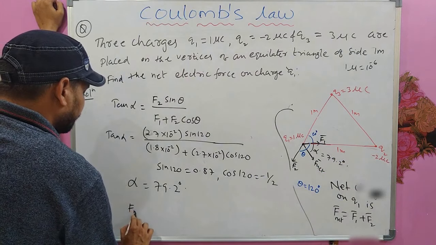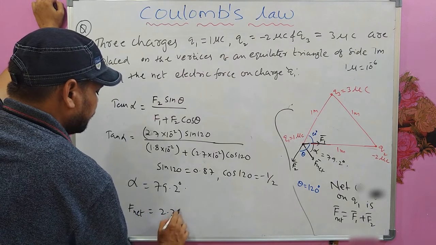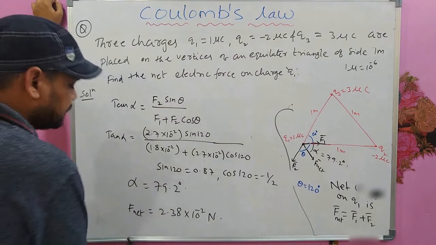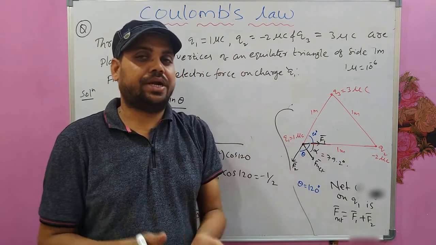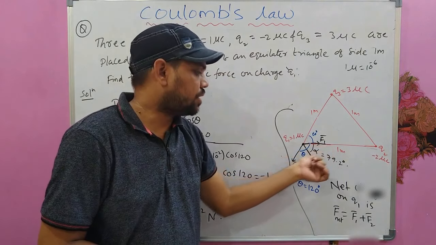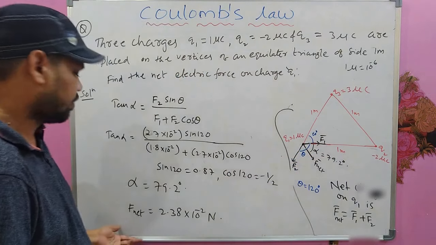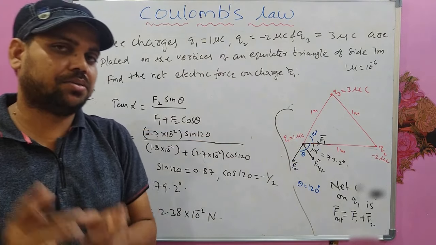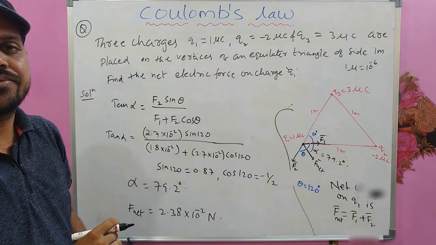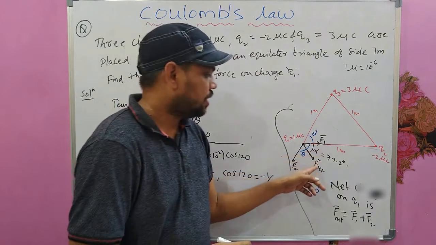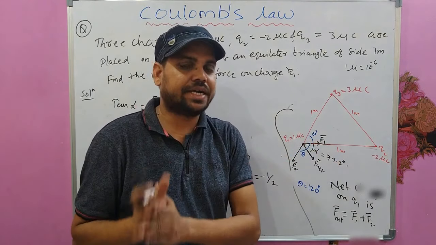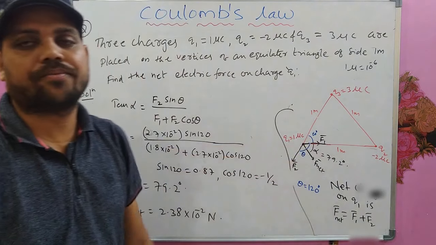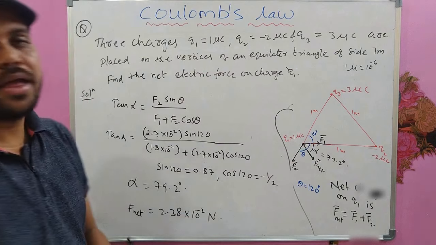So what is F net? The magnitude is 2.38 into 10 to the power of minus 2 Newton. In which direction? 79.2 degrees from F1. The net force acting on charge Q1 is 2.38 into 10 to the power of minus 2 Newton, whose direction makes an angle of 79.2 degrees with the direction of F1. This is how you have to mention it in the end.